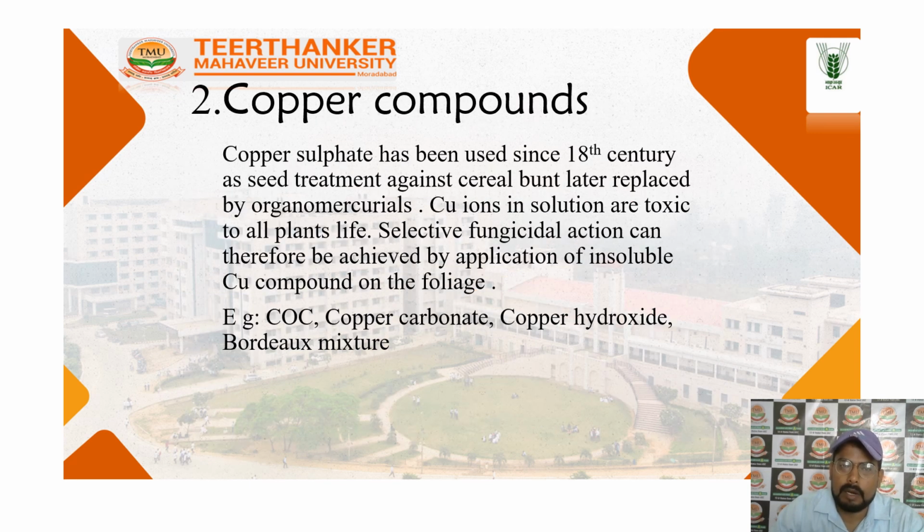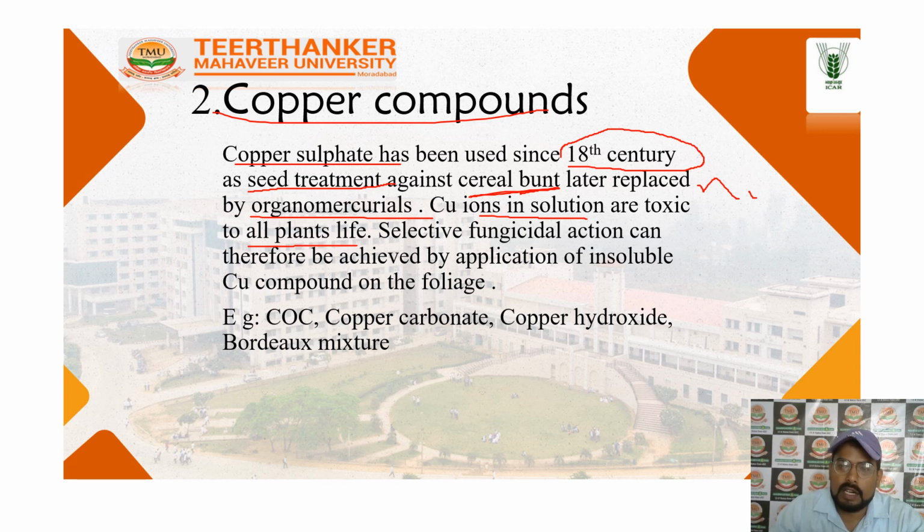Second was the copper compound. Copper sulfate has been used since the 18th century as a seed treatment against cereal burnt diseases, and these were replaced by the organomercurials. The copper ion in solution is toxic for all plants in life, but toxic level is not the normal level, because copper is required by the plant at a normal level, but at higher levels it creates toxicity for the plant.